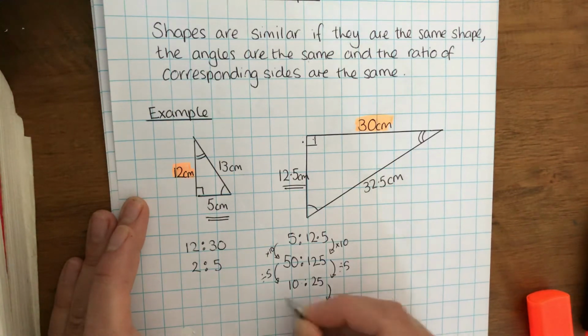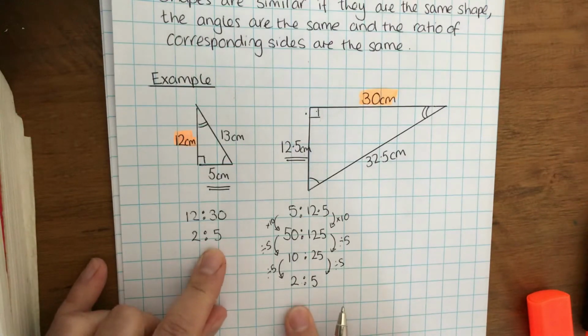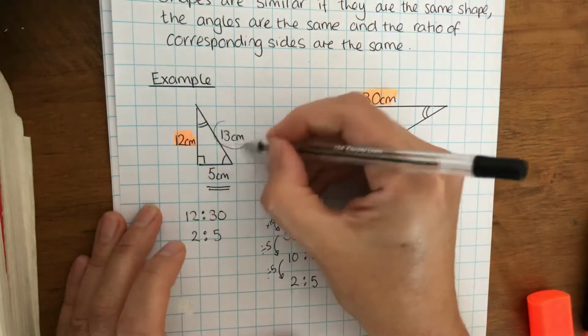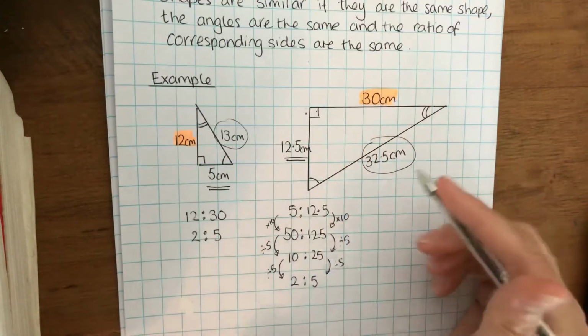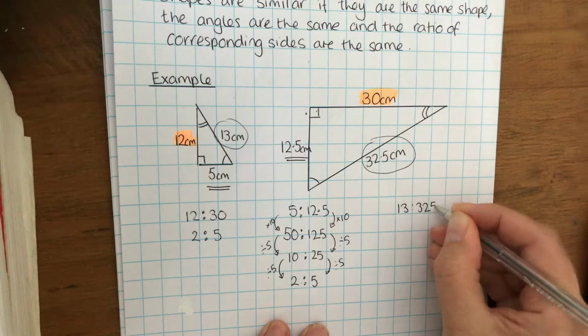And I can even simplify further by dividing by 5 again. How many 5s in 10? 2. How many 5s in 25? 5. So yes, they're in the same ratio, 2 to 5. Let's have a look at the final one. Okay, between the two markings and one marking, 13 to 32.5.